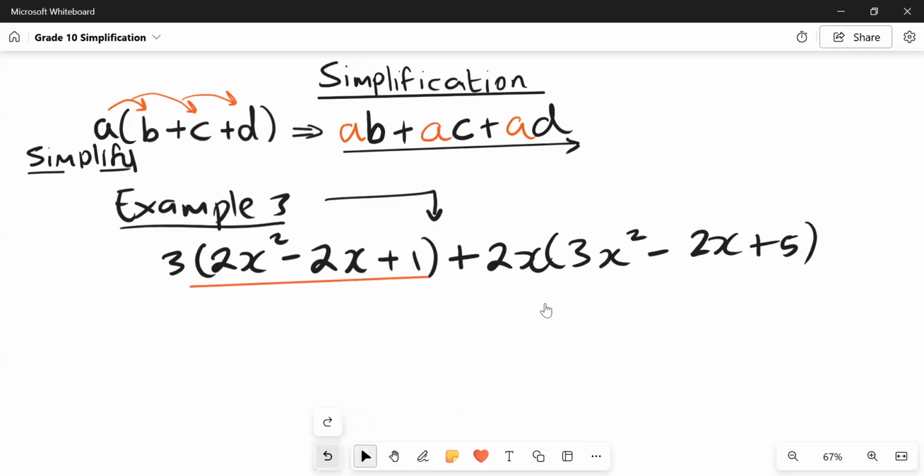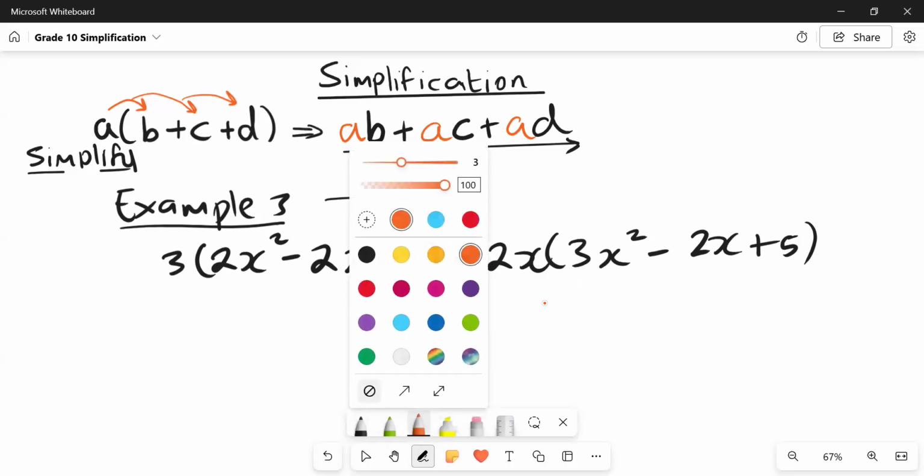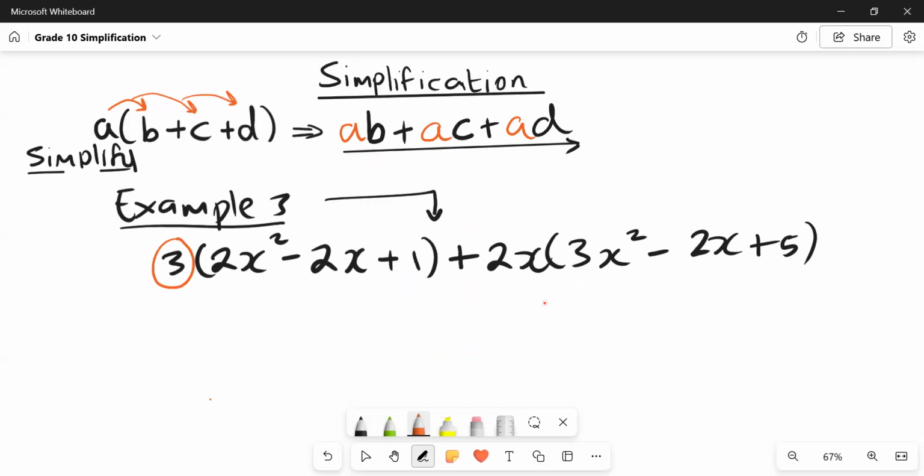But we have to understand one thing. What is it that I'm distributing? That's an important question. So here we're distributing 3 across all the terms, and for this one, we distribute 2x. I hope it makes sense. So now, let's start. You will have your 3 there across all the terms, your 2x across all the terms. So 3 times 2, that's 6x squared.